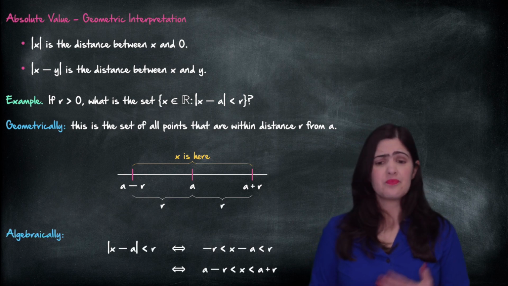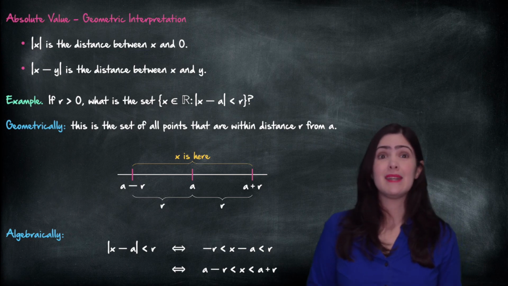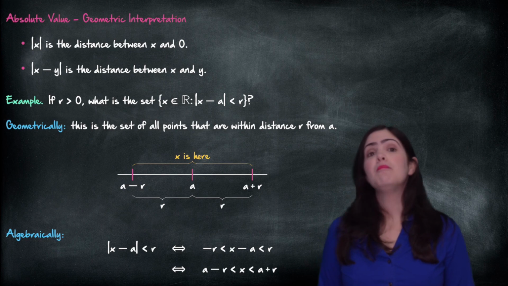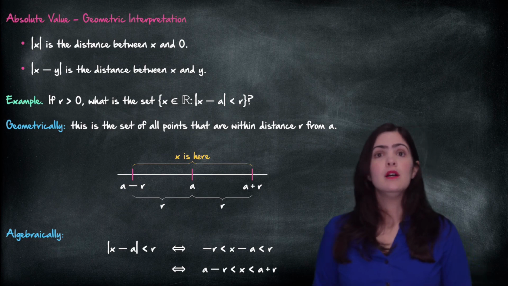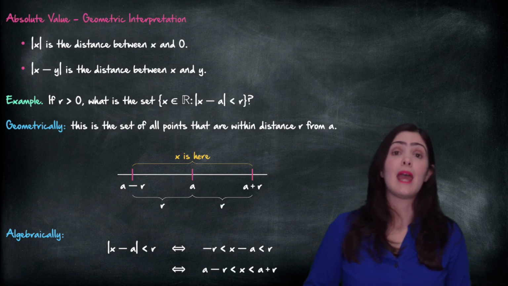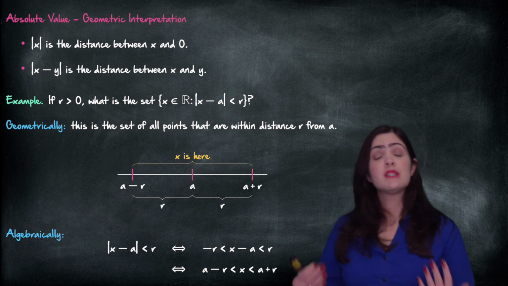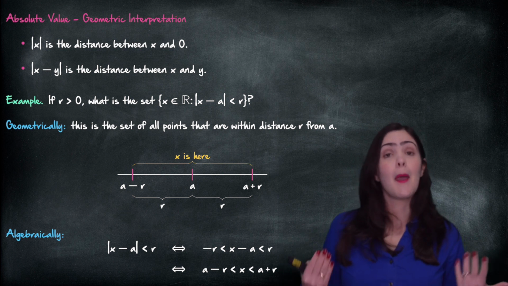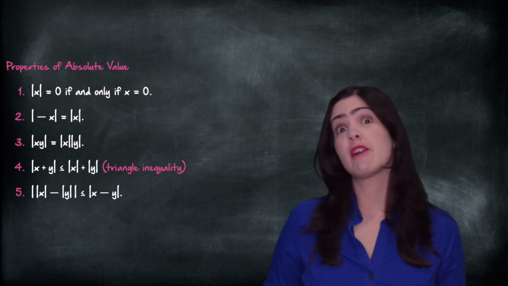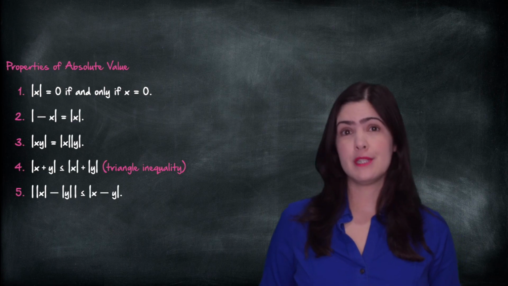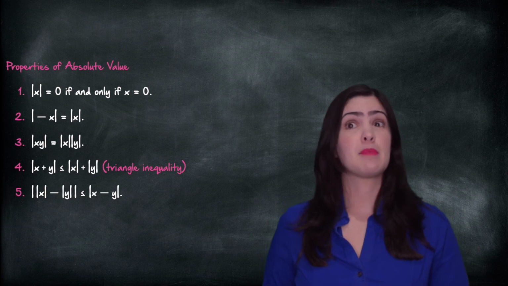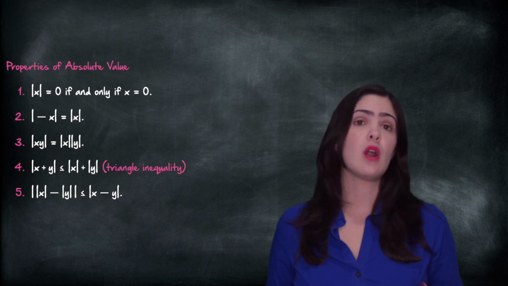And algebraically, what this tells me is that the absolute value of x minus a is less than r if and only if x minus a is between negative r and r. And this is also the same as saying that x is between a minus r and a plus r, which is exactly what we got from our geometric picture. Absolute values have many important properties that you need to be very familiar with because you're going to need them all the time, especially when you're working with limits or any type of inequality with absolute values. These properties are going to pop up over and over again.